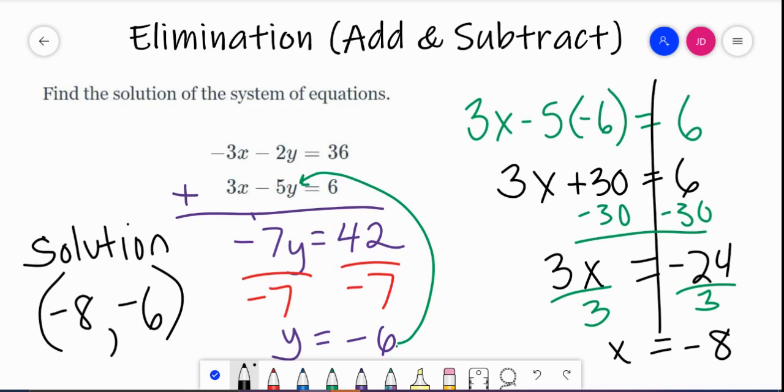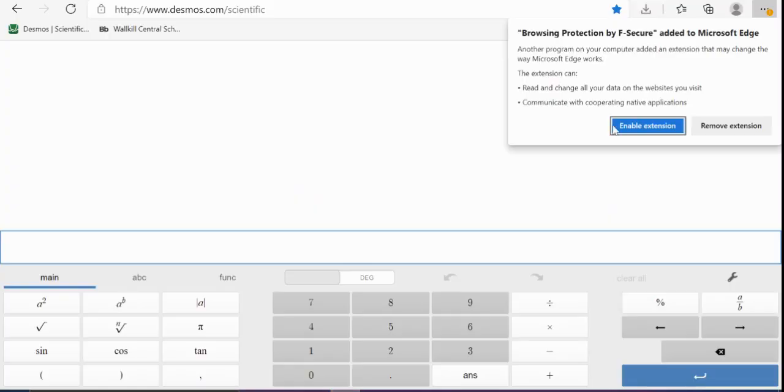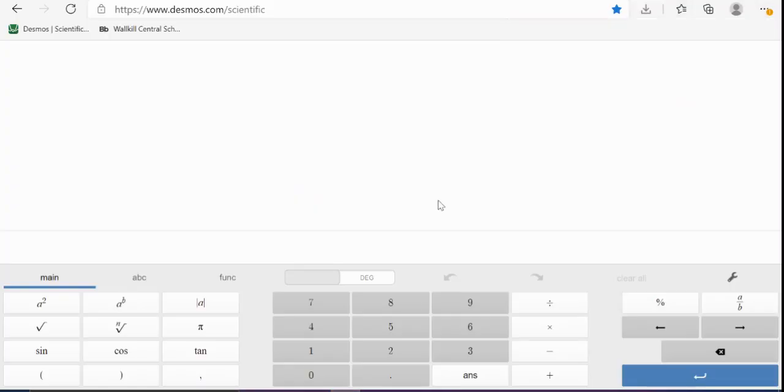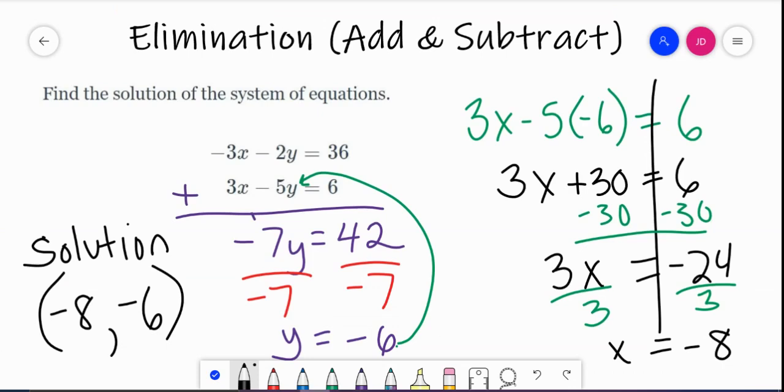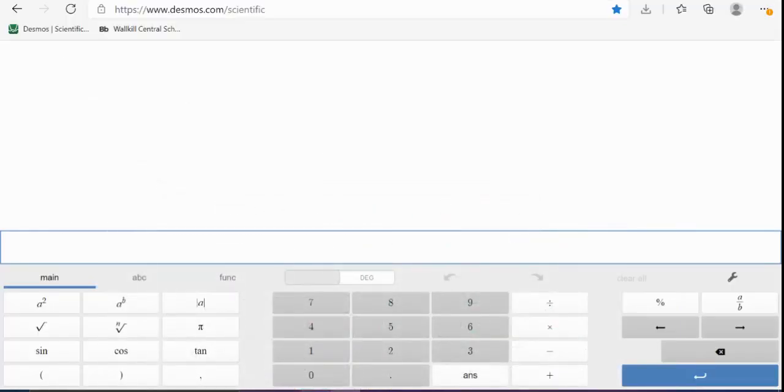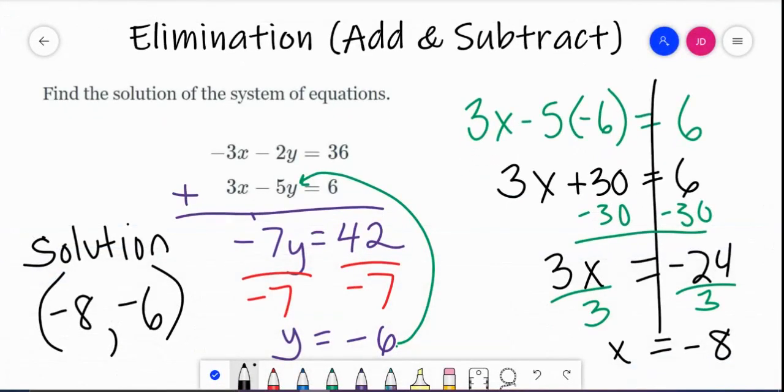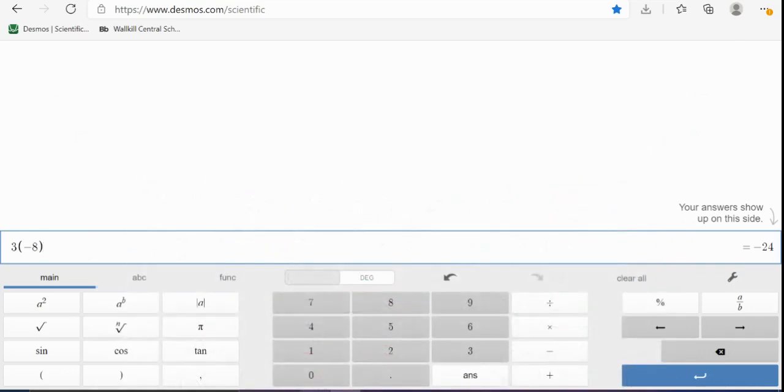And you could double check in the calculator, right? 3x, so 3 times negative 6, I'm sorry, 3 times negative 8 minus 5 times negative 6. Let's do that. So we have 3 times negative 8 and minus 5 times negative 6.